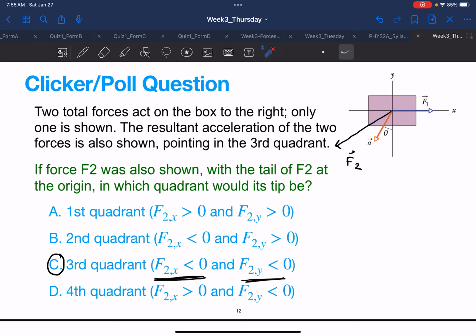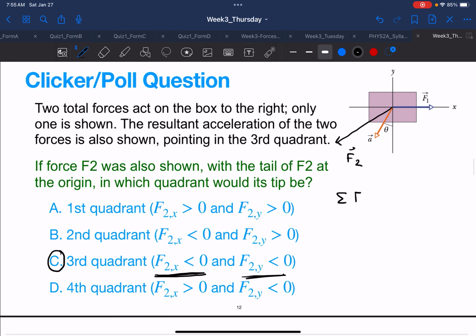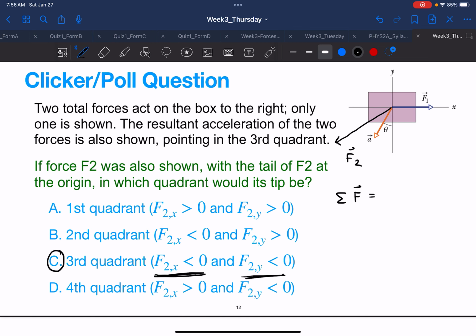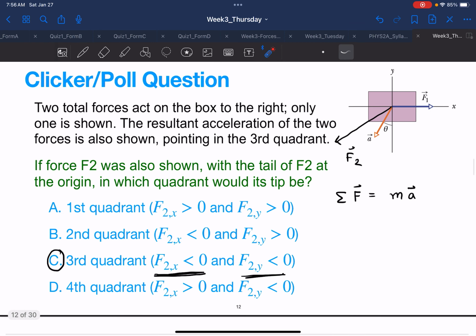One other way to approach this is basically if I do the sum of all the forces. Sum basically means F net. So if I sum up all the forces, this should equal mass times the acceleration. So the direction of the acceleration vector should be in the direction of the net force vector.